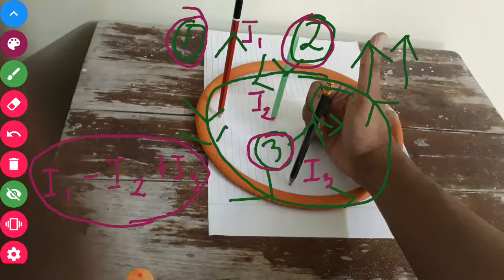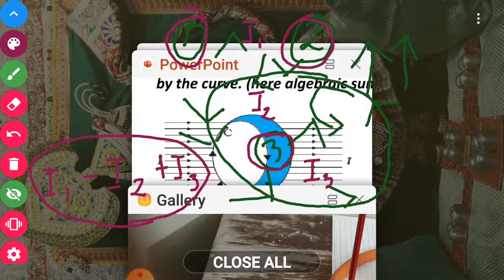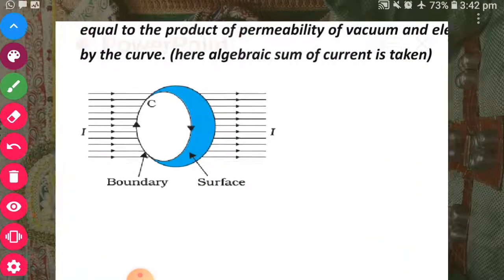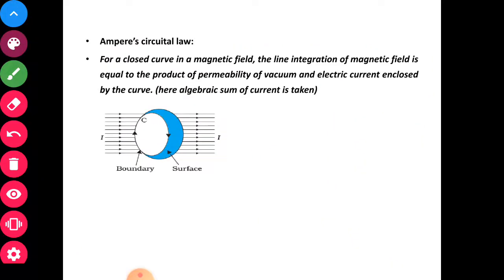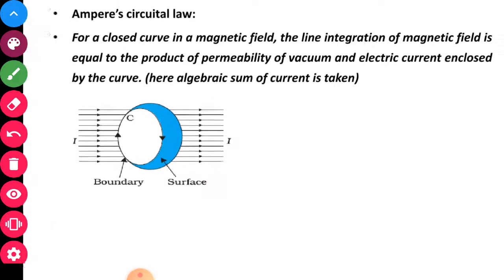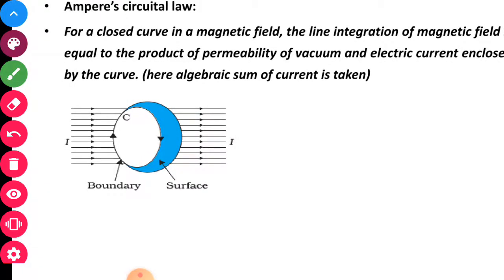This is the algebraic sum of electric current. So the law suggests that for a closed curve in a magnetic field, the line integration of magnetic field is equal to the product of permeability of vacuum and the electric current enclosed by the curve. Now these currents can be many. Here also there are many currents you can see. These are the different currents, 1, 2, 3, many currents are there.